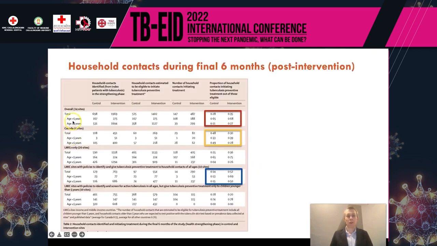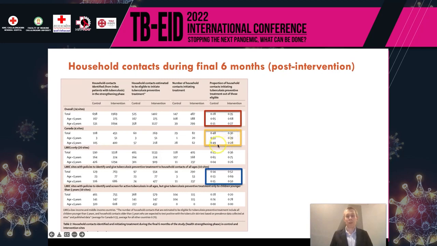Well, overall, across the 24 sites, you can see that the proportion of household contacts initiating preventive therapy in the control group was about 0.28, and it was 0.35 in the intervention group. So there was an increase. If you look in the Canadian sites, in fact, the control sites did better, it seems, than the intervention sites.